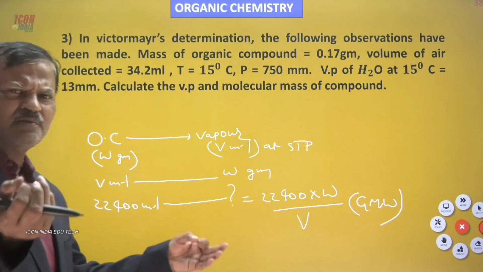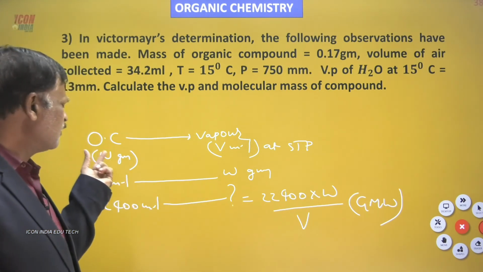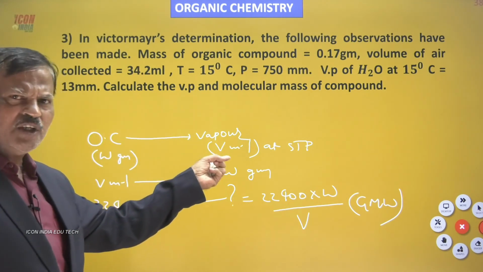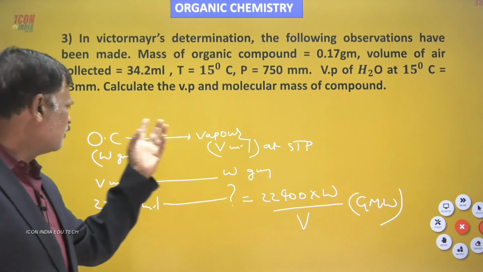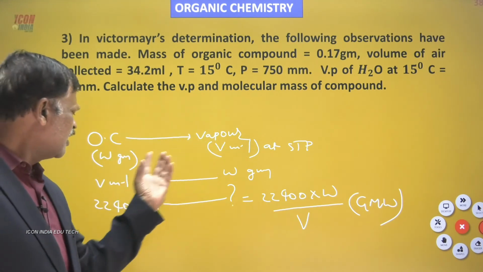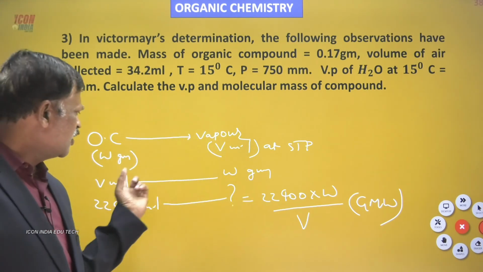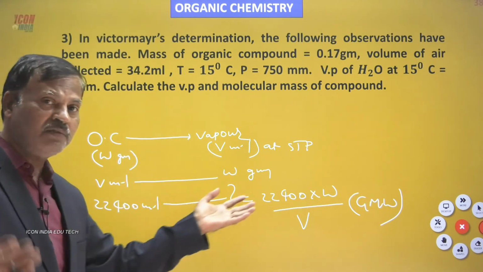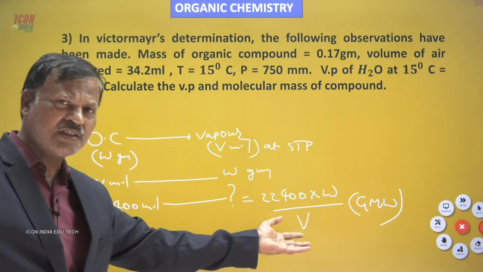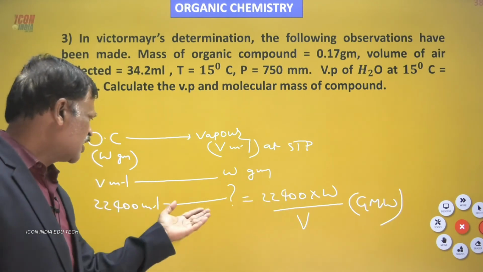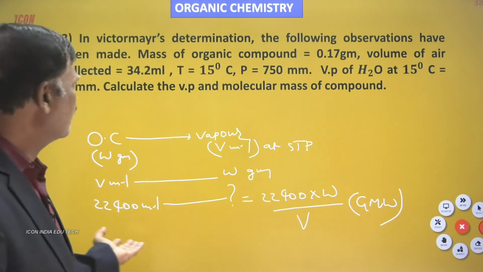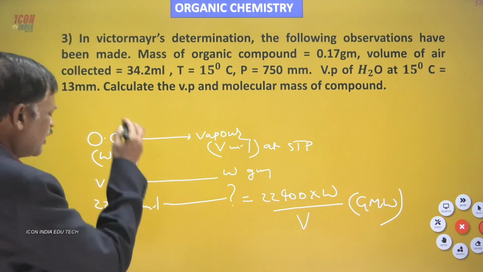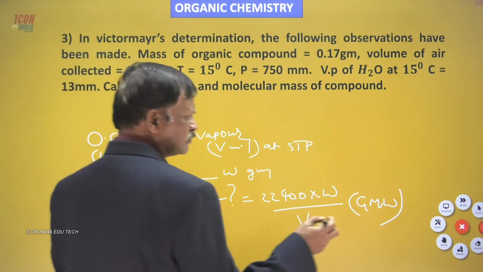It's a very simple method, just one step. A known mass of organic compound is directly vaporized to give a certain volume. From that volume, you know the mass of that volume. You know this 22,400 mL always gives 1 gram molecular weight. What is the mass of that 22,400 mL? That's all. Okay. Now, see that problem.